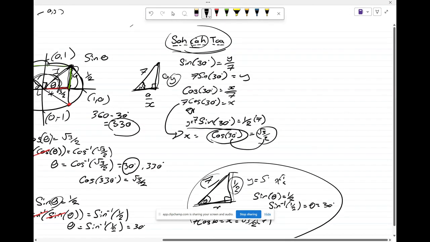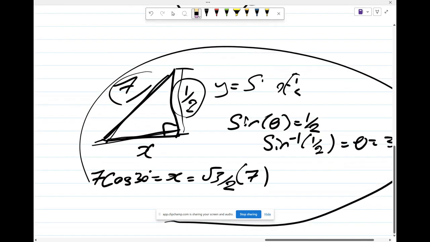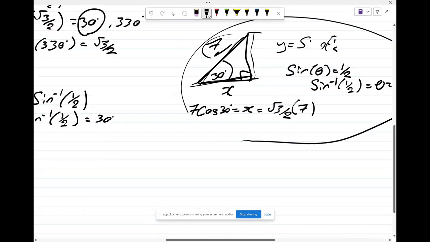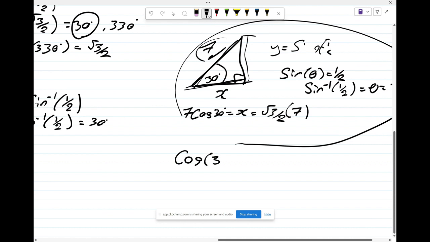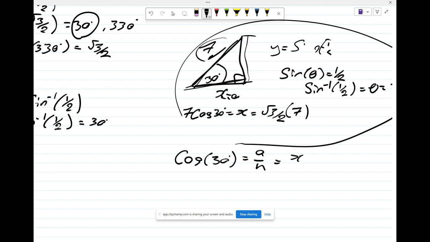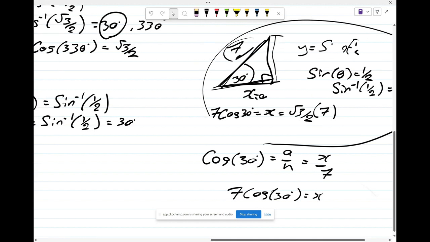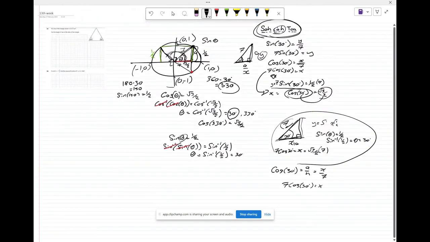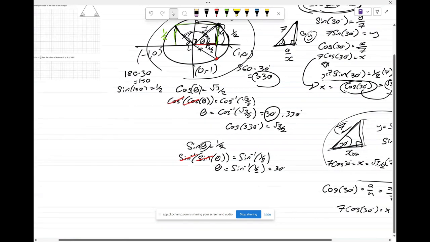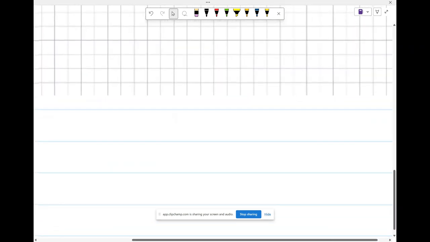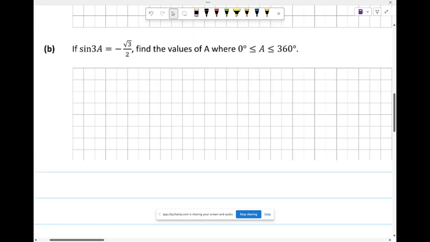Those are the two tools we can use. You can still use the SOHCAHTOA way if you prefer that way from what we learned before. If we knew that this was 30 and that was 7, and we wanted to find x, we could say cos of 30 is equal to a over h. A is x in this case, so that's x over 7. Multiply both sides by the 7, cos 30 degrees is equal to x, and that'll give us exactly that. So you can still do it the SOHCAHTOA way if you want, or you can do it the unit circle way.